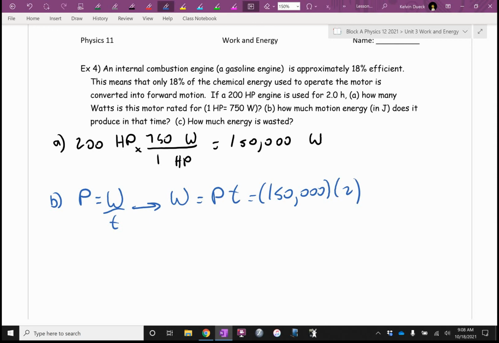Does anybody remember how many seconds there are in an hour? Some of you might have memorized it last year out of laziness. 60 times 60. So it's going to be this number times 2 times 3,600. I'm getting a fairly big number. In fact, I think I'm going to write this in scientific notation. The amount of work done is 1.08 times 10 to the 9. Is that right?